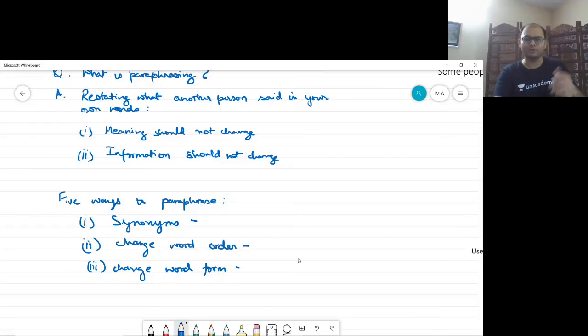Lexical resource includes vocabulary, paraphrasing, collocations, idioms, right? Those are the 4 things that are covered under lexical resource primarily. So if you understand all of this, you can really score high on lexical resource for your task 2, task 1, as well as for your speaking. Okay, so change word form.